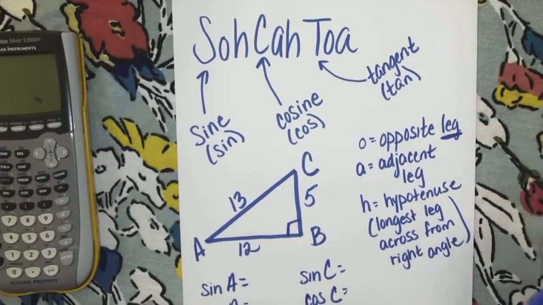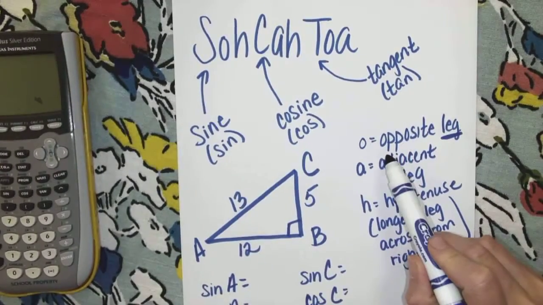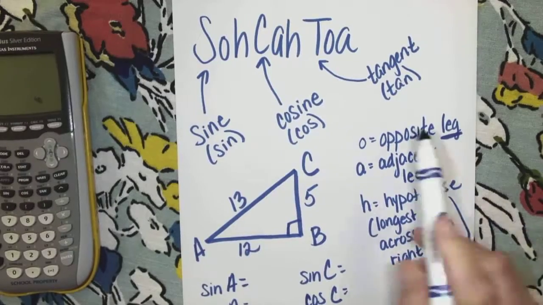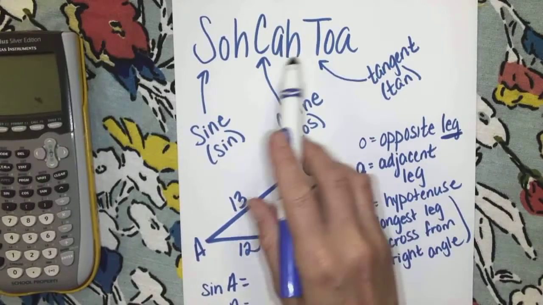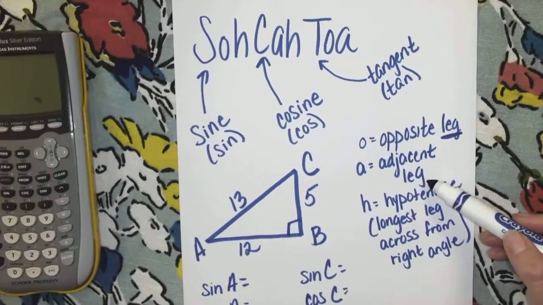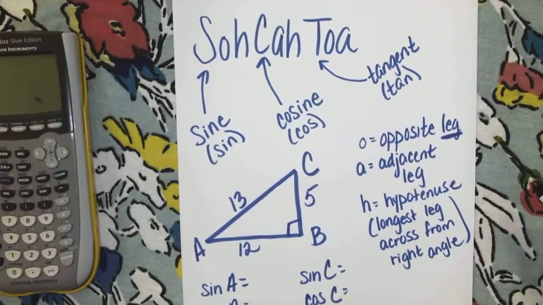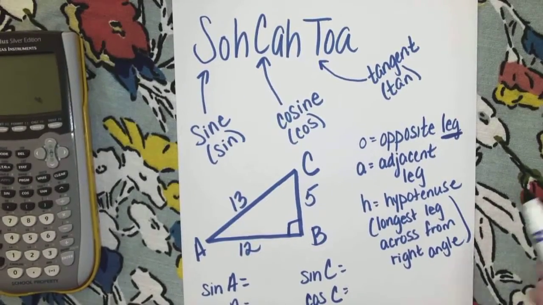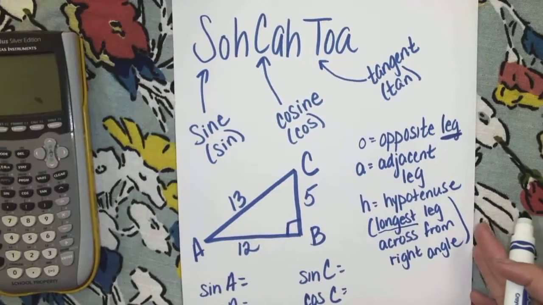All three are fractions or ratios. The O's stand for the opposite leg. The A's in the word stand for adjacent leg, and the H's stand for hypotenuse. Hypotenuse is the longest side, and it's the one across from the right angle.